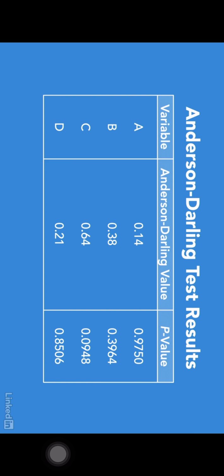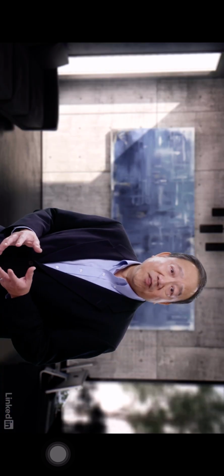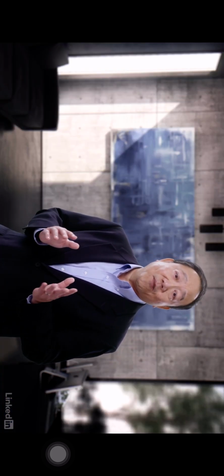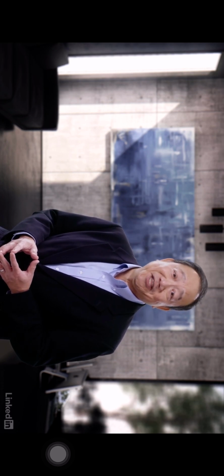Now here are the test results for the Anderson-Darling test. Since the p-values are higher than the alpha of 0.05, we fail to reject the null hypothesis for each of the 4 restaurants. So the conclusion is the data are normal. Now that we know the data are normal, the correct statistical test can be selected and used.